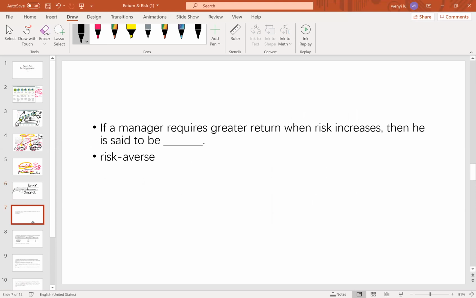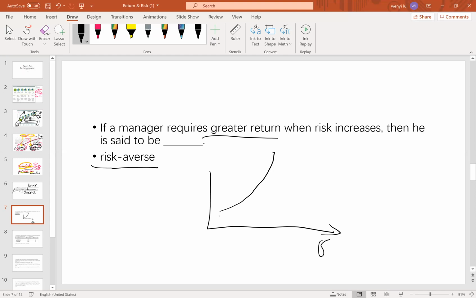Next one, if a manager requires greater return when the risk increases, then these investors are risk averse. Risk averse means what? To take one more risk, you are asking for a higher return. So for an increase of risk, you need to have a higher return to compensate.